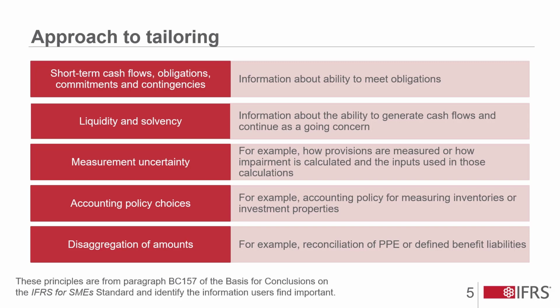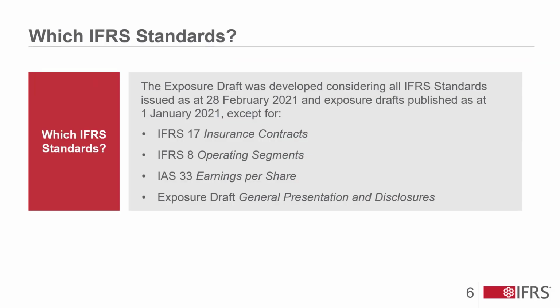Information about an entity's accounting policy choices, such as how you measure inventories or intangible assets, and disaggregation of amounts, like reconciliation of PPE or defined benefit liabilities. By using these principles, the board can be satisfied the proposed disclosure requirements satisfy users of eligible subsidiaries' information needs.